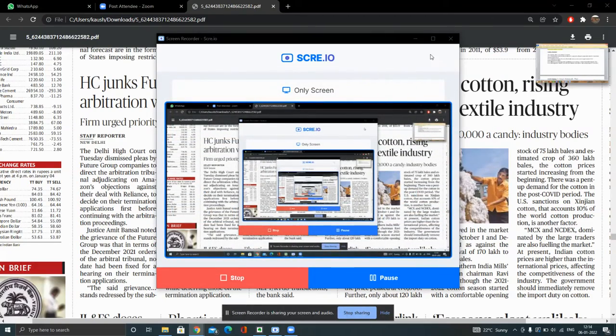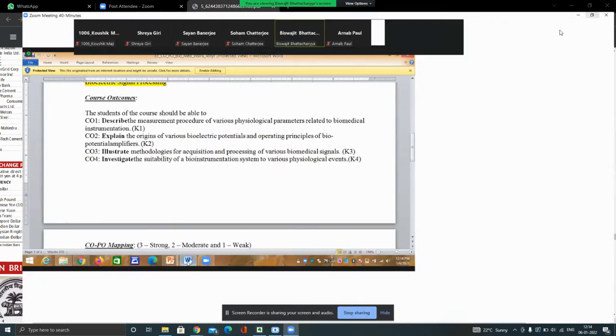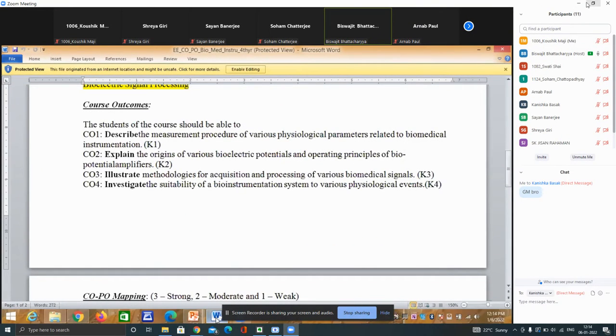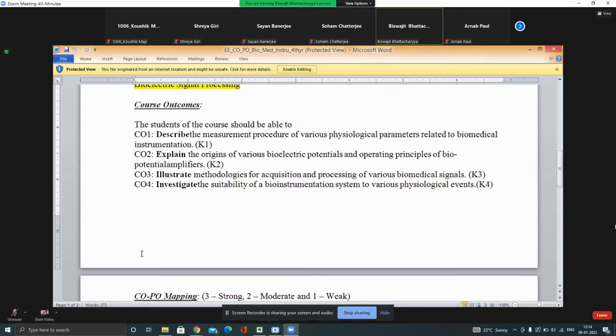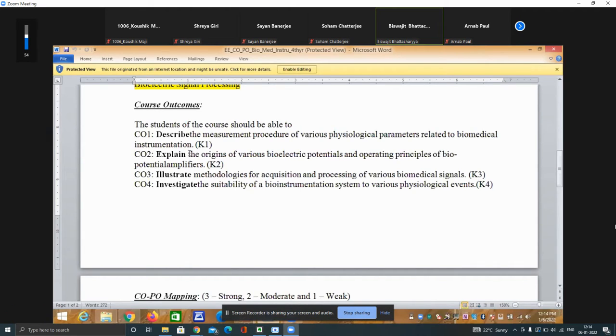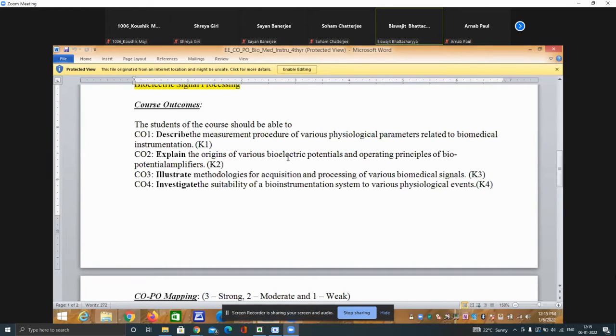This is also organized into two parts, part 1 and part 2. Here in this class, we will cover part 1 only. And what is the objective of our course? It is written here in the document of our university that course outcome 1 is that we will describe the measurement procedure of various physiological parameters in connection with biomedical instrumentation.